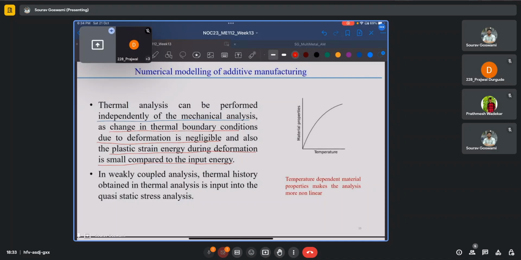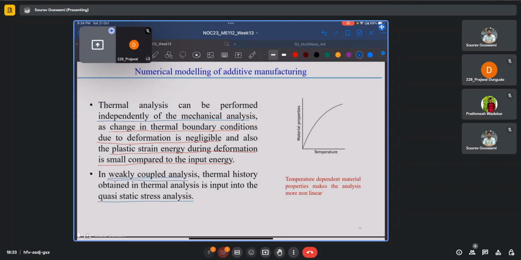And this type of analysis is usually referred to as a weakly coupled analysis because the two phenomena are decoupled or at least were not very strongly coupled. And first, the thermal history is obtained or the thermal isocontours or profiles are obtained, which are then used as an input to the quasi-static stress analysis.